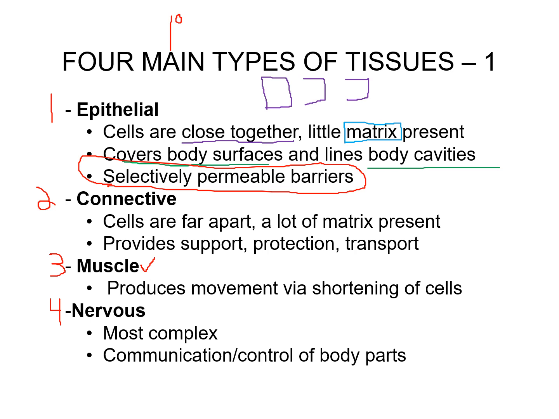Moving right along, connective tissue is kind of the complete opposite of epithelial tissue. As you can see, connective tissue, the cells are not close together. They're kind of spaced apart.